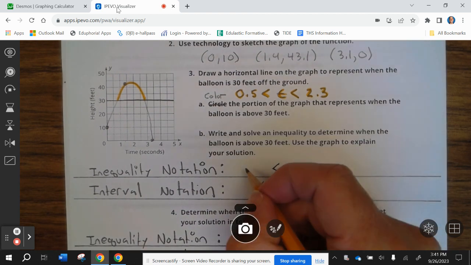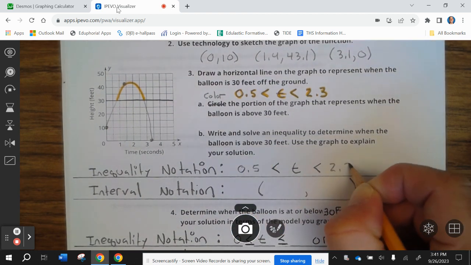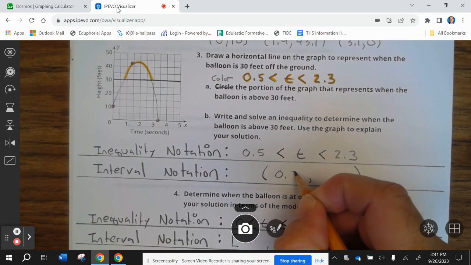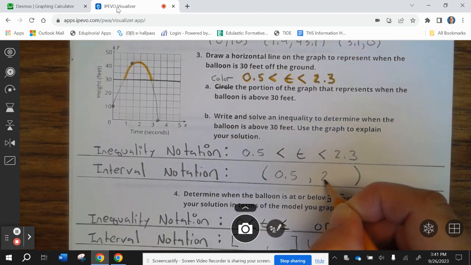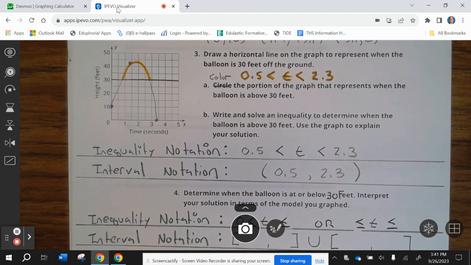So our inequality is 0.5 less than t less than 2.3. In interval notation, that would be (0.5, 2.3). All right, go ahead and finish that up.